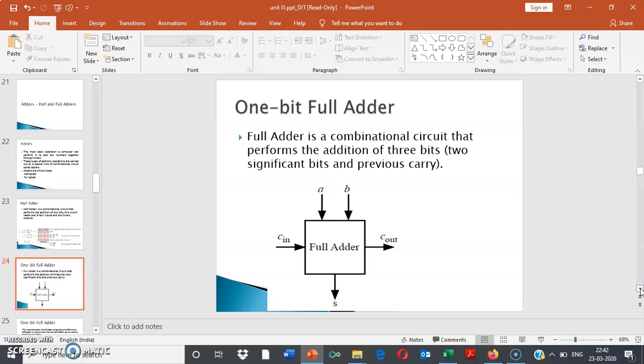Next we have one bit full adder. Full adder is a combinational circuit that performs the addition of 3 bits, that is 2 bits A and B, and the previous carry, that is C in. So it is adding A, B and C in, and it will again give you two outputs, sum and C out, that is carry output. So if you see, the full adder has three inputs, A, B, C in, and two outputs, sum and C out.